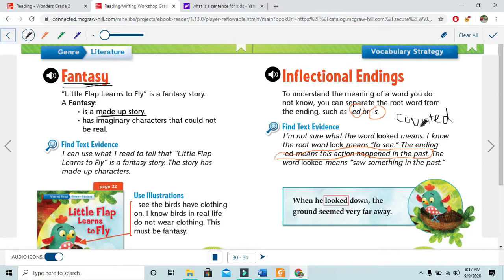So, what is the meaning of counted? If you take out the ed, you will have the verb count. Count means to count the number. And we put ed here to say it happened in the past. That's it.